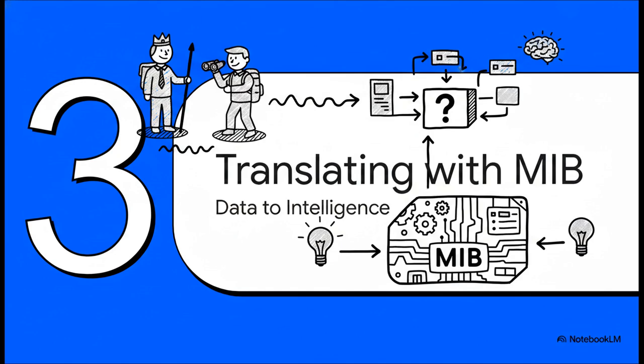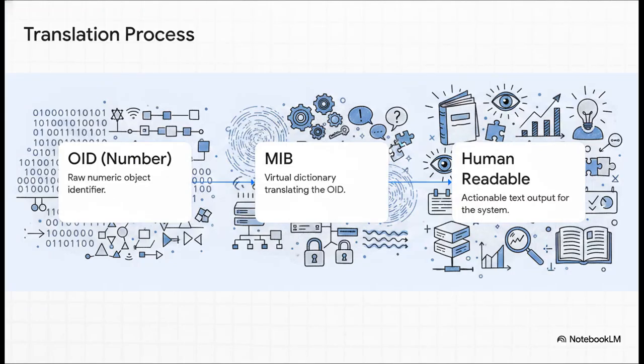Section 3. Translating data with MIB. All right, so we have our commander and our scout, but how do they actually understand the data they're tossing back and forth? This is where the translation process happens, and it's so elegant. It's a linear 3-step journey. Step 1, the device data is tied to an OID, an object identifier. This is literally just a long, highly structured string of numbers. Step 2, that number gets pushed through a MIB, the management information base. You can basically think of this as a translator. And step 3, the output becomes plain, human-readable text. It goes right from raw, confusing digits to actionable intelligence.